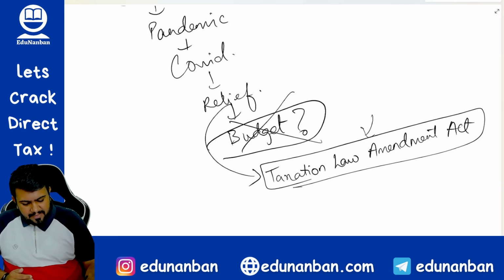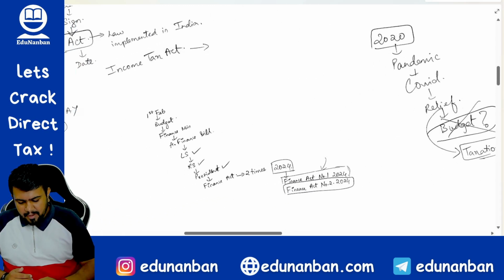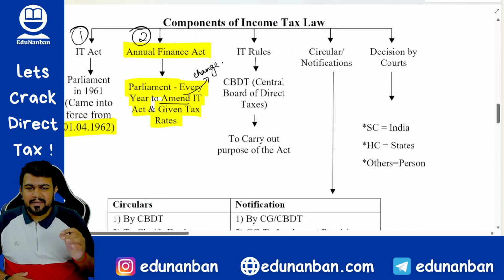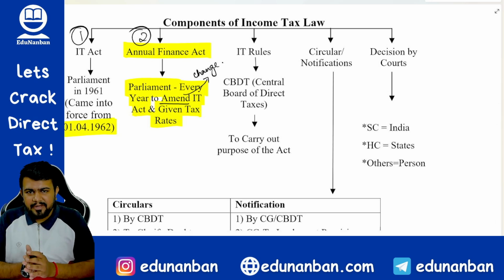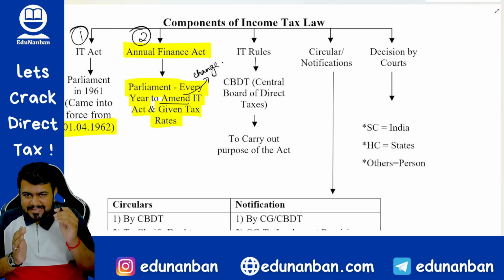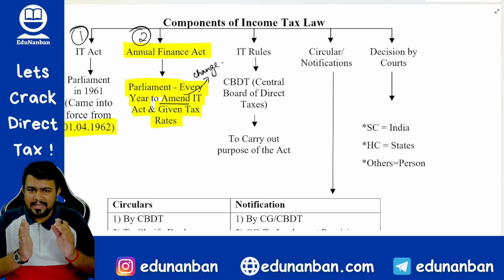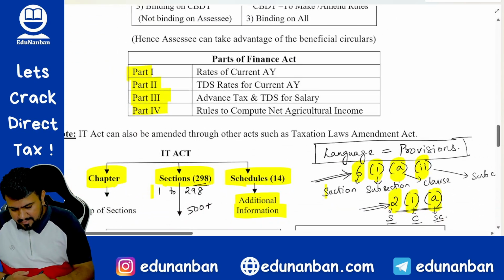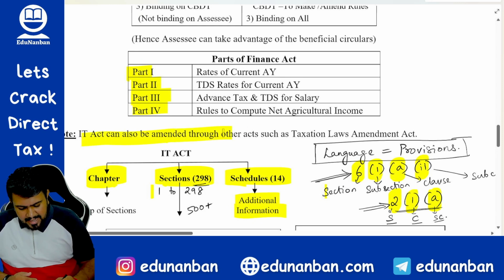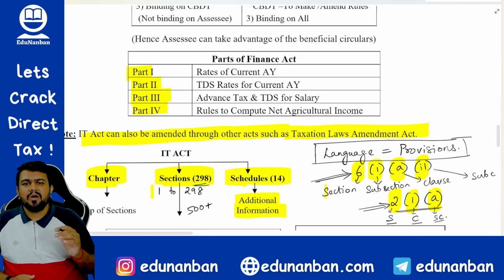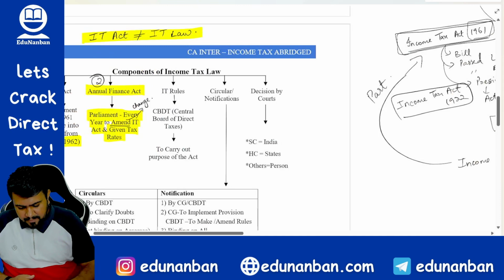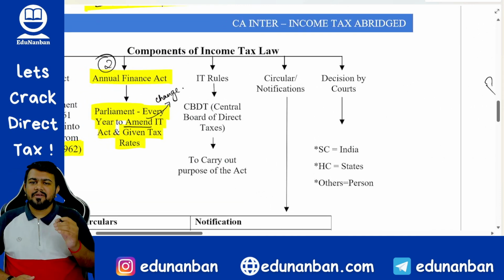Okay. So it can be any name, but the point that I was trying to tell is that if you want to change the Income Tax Act, then Finance Act is only one of the ways to change the Income Tax Act. However, if the government wants to change the Income Tax Act in between the year, then also they can change it. This I have given here. The Income Tax Act can also be amended through other acts such as the Taxation Law Amendment Act. Okay. So here you be very, very careful. So this was the Annual Finance Act.